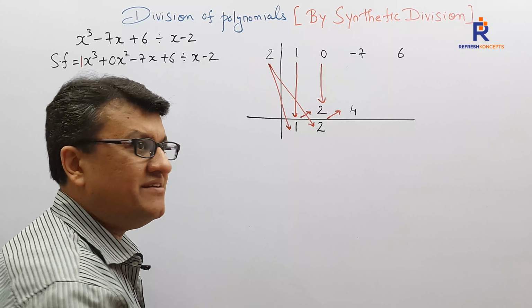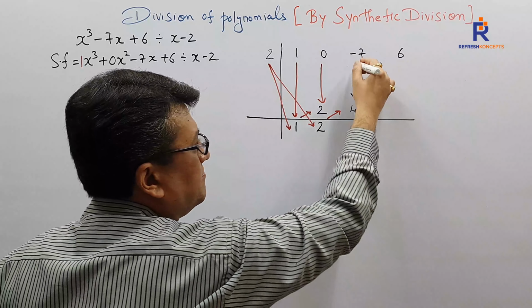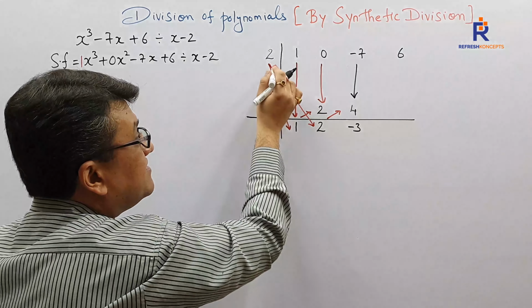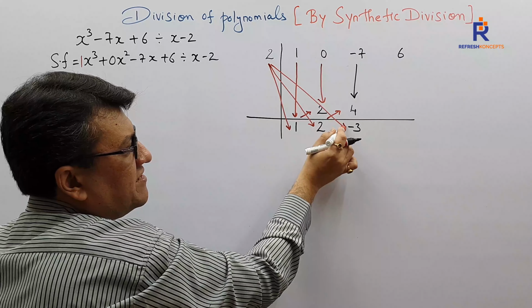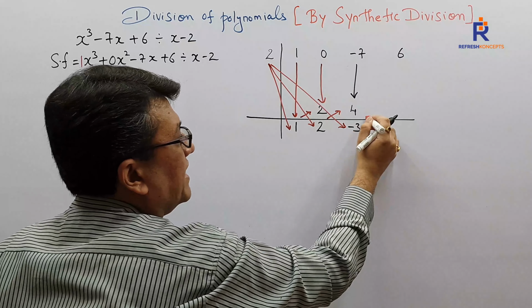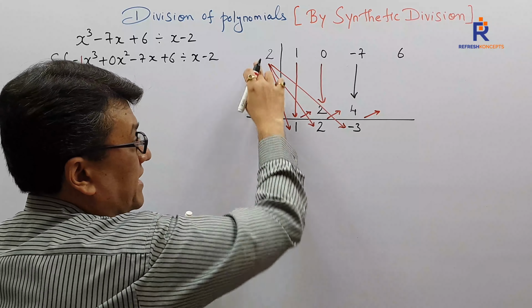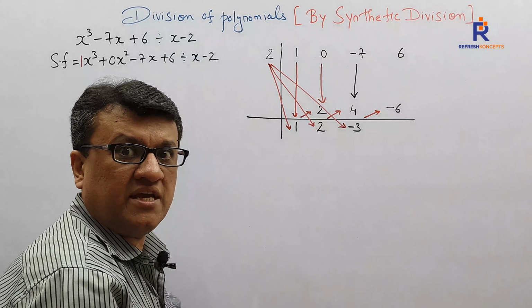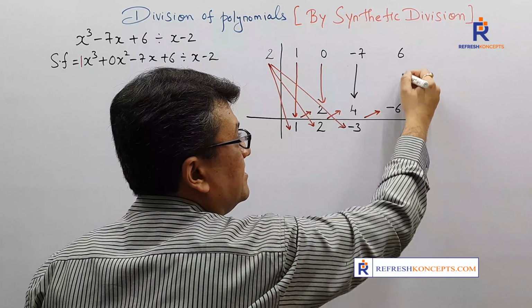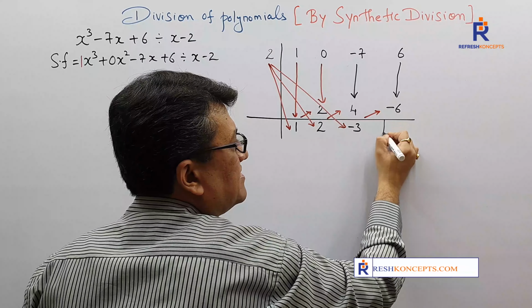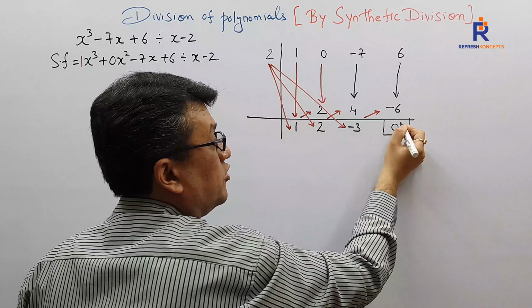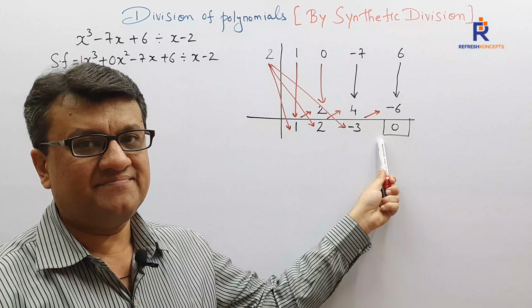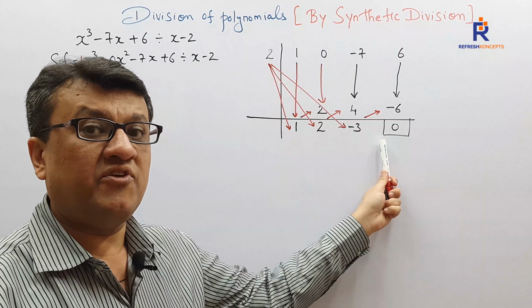Next, always add. So minus 7 plus 4 is minus 3. Next, 2 into minus 3 is going to give me minus 6. What did sir say? Sir said always add. So when you add 6 and minus 6, ultimately what you get as remainder is 0. Whatever you get as the last one, by default it has to be a remainder.